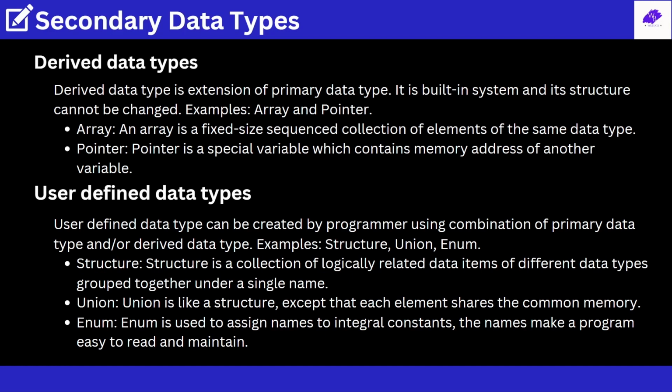A pointer is a special variable which contains the memory address of another variable. As the name indicates, it will point to some address in memory. So it is used for addressing another variable's memory address. Next is user-defined data types. User-defined data types can be created by a programmer using a combination of primary data types and or derived data types. Examples: structure, union, enumeration.